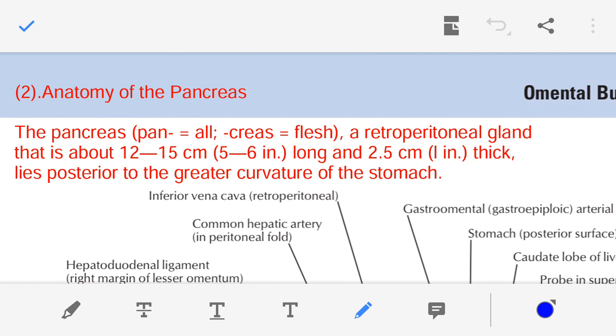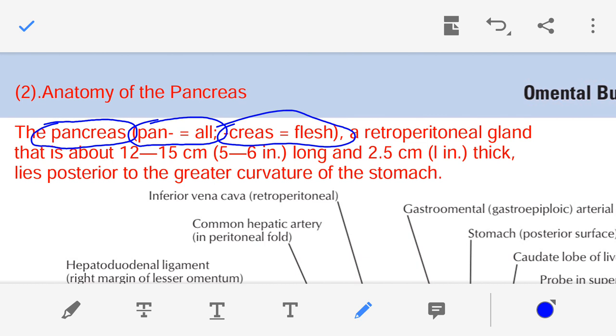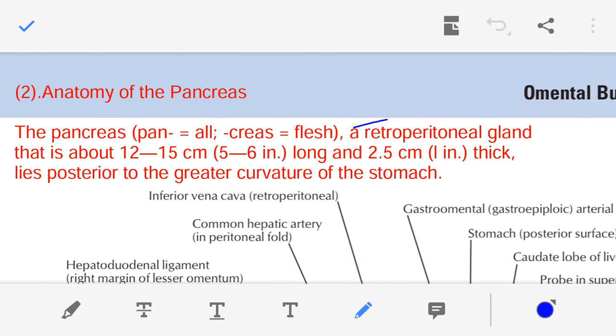Now, this is the second point of our discussion. The pancreas. Pan means all, and creas means flesh. The pancreas is a retroperitoneal gland. Retroperitoneal means it is situated inferior to the peritoneum, or behind the peritoneum; the pancreas is situated there in our body.